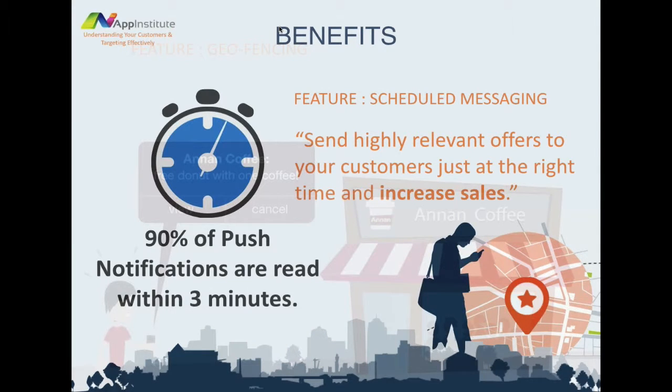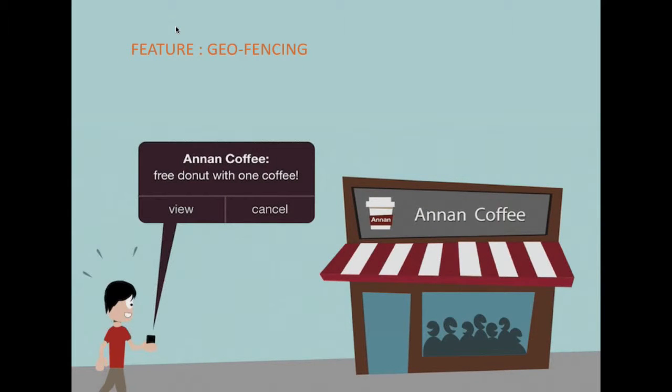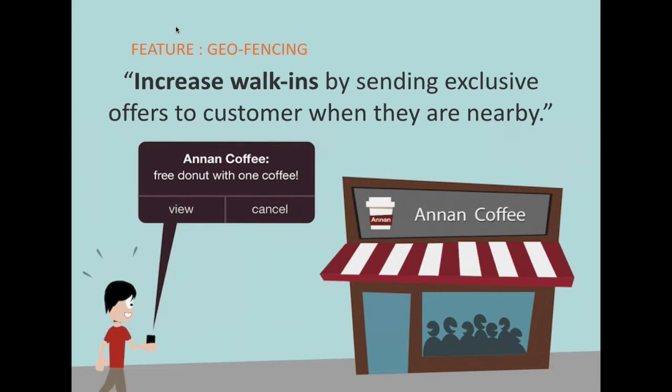To someone who doesn't really understand what push notification is, saying scheduled messaging doesn't really offer much, but when you talk about the benefits of using push, suddenly you start to create a dialogue your customers can really understand. Another example, geofencing. As a feature it doesn't say much, but as soon as you describe the benefit of how you can use geofencing, just the fact you can increase walk-ins by sending exclusive offers to customers when they're nearby, suddenly it becomes more appealing to a business owner.